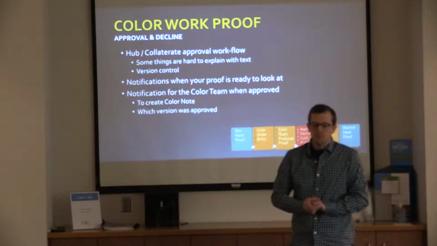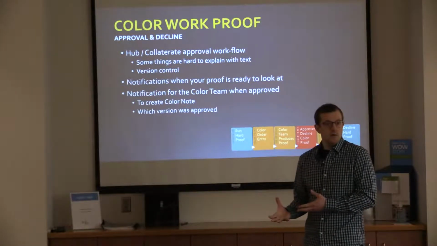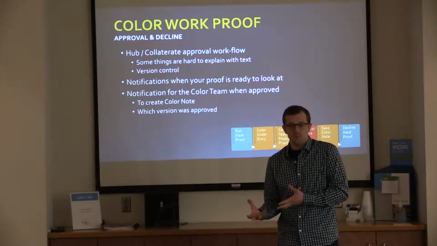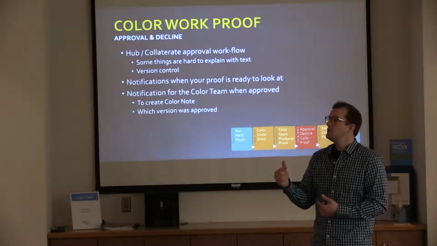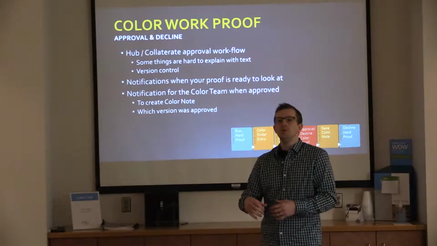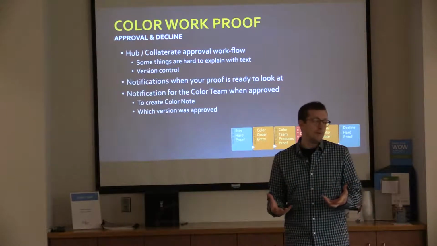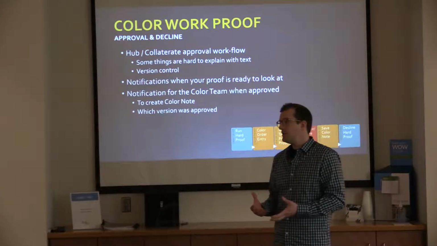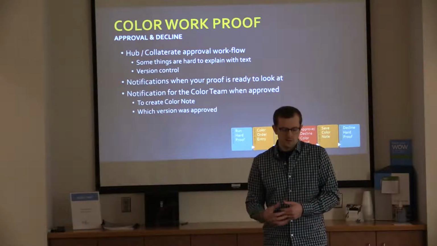So when you want to approve your color work, you'll go into the hub, where you typically approve a soft proof over here, and you'll click on approve. But you want to make sure when you approve, because there's a note field that pops up, you want to make sure you type in which version was approved, which revision. That's going to be important. They need to know which one was good to go. You don't want them assuming, right?